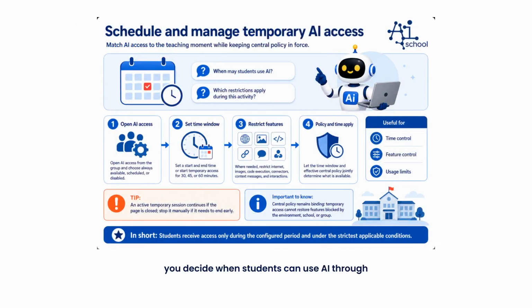From the group, you decide when students can use AI, through a scheduled window or temporary access. You can limit features and usage while keeping central safety rules intact. This gives you control over the time, features, and scope of access.